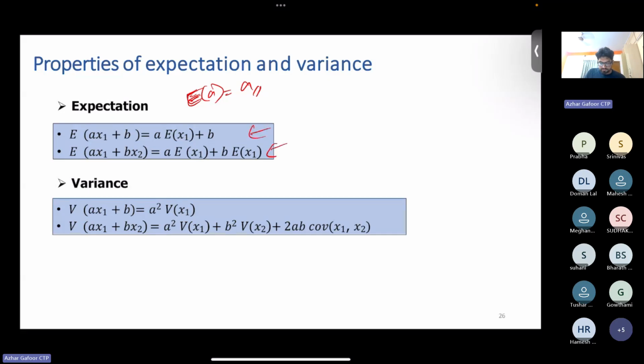But coming to variance, if we are taking the variance of a constant value, that will be 0. So variance of a constant is equal to 0. And the variance of a random variable multiplied by any constant will be the constant squared, times the variance of the random variable. And also, if you have two random variables, we'll have to find the covariance also.